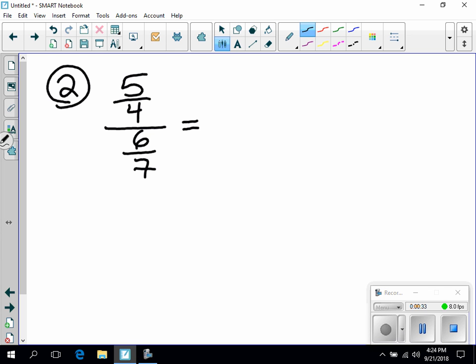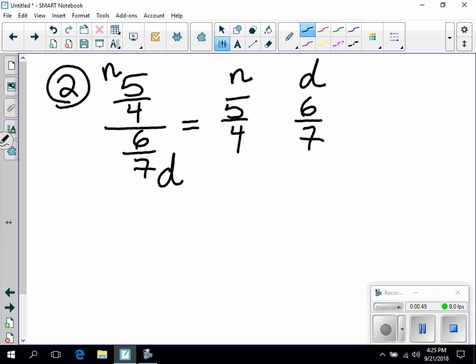Step 1, remember, we just copy down the numerator exactly as it's written on the page. And then next, you copy down the denominator, 6/7. And our memory device is the word NOD. So you have the numerator written first, then the denominator. It is exactly what is in the original fraction.